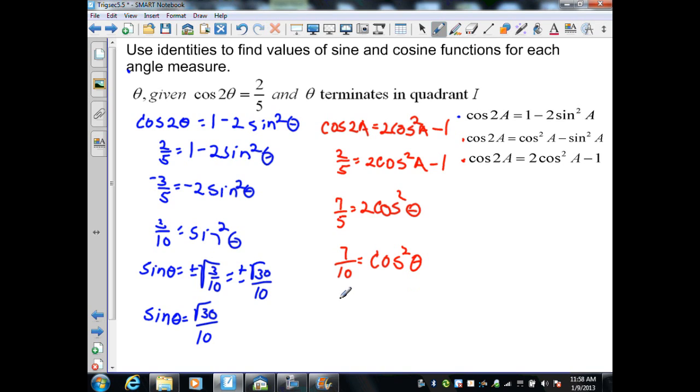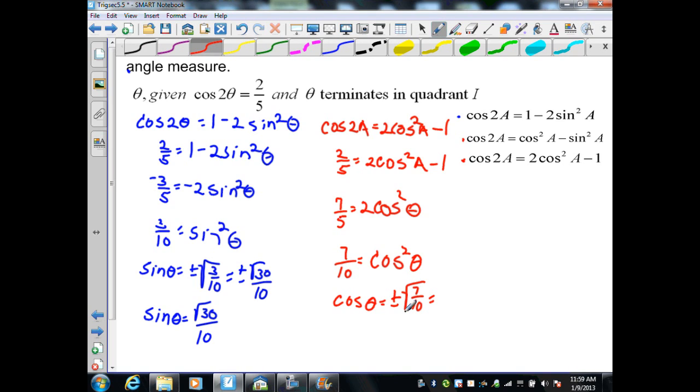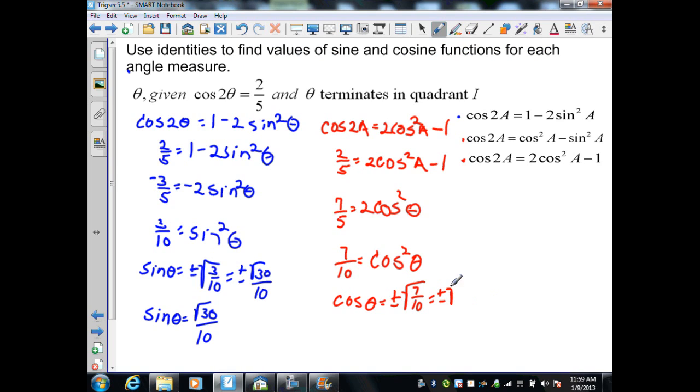Take the square root of both sides. I get cosine theta equals plus or minus the square root of 7/10. And when I rationalize, I'm going to get plus or minus the square root of 70/10. But I know that theta terminates in quadrant 1, therefore cosine is positive. Therefore, cosine theta equals the square root of 70/10, and that would be positive.